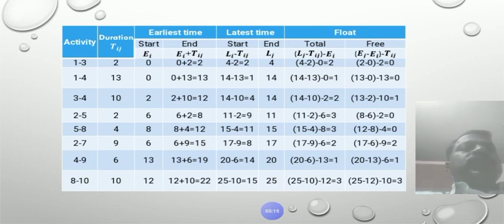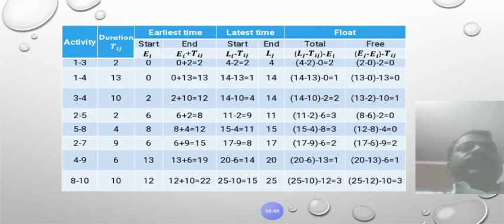First, the total float. Total float equals Lj minus Tij minus Ei. Therefore, Lj is 4, minus Tij, the duration of activity 1 to 3, which is 2. Therefore, 4 minus 2 minus Ei, the earliest time of activity 1 to 3, which is 0. Therefore, 4 minus 2 minus 0 equals 2.